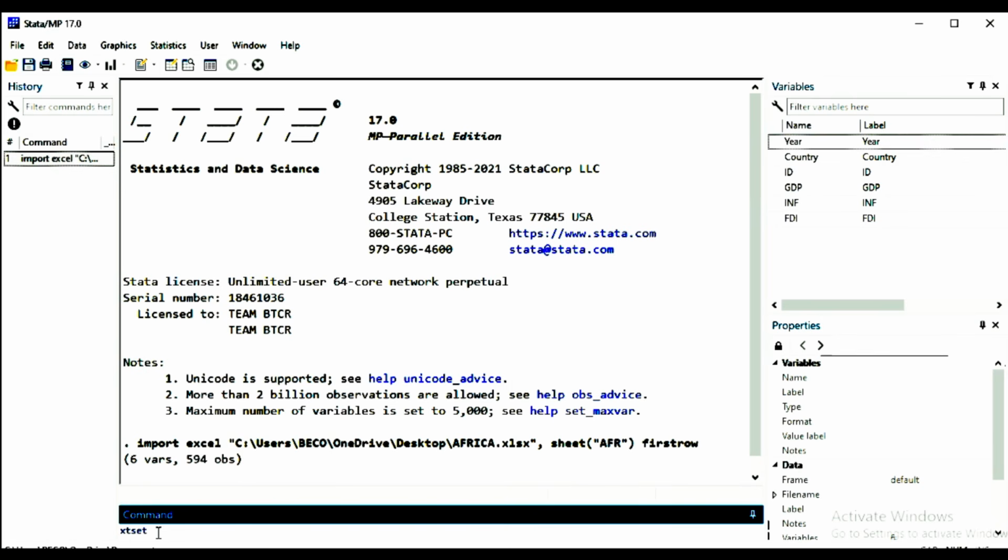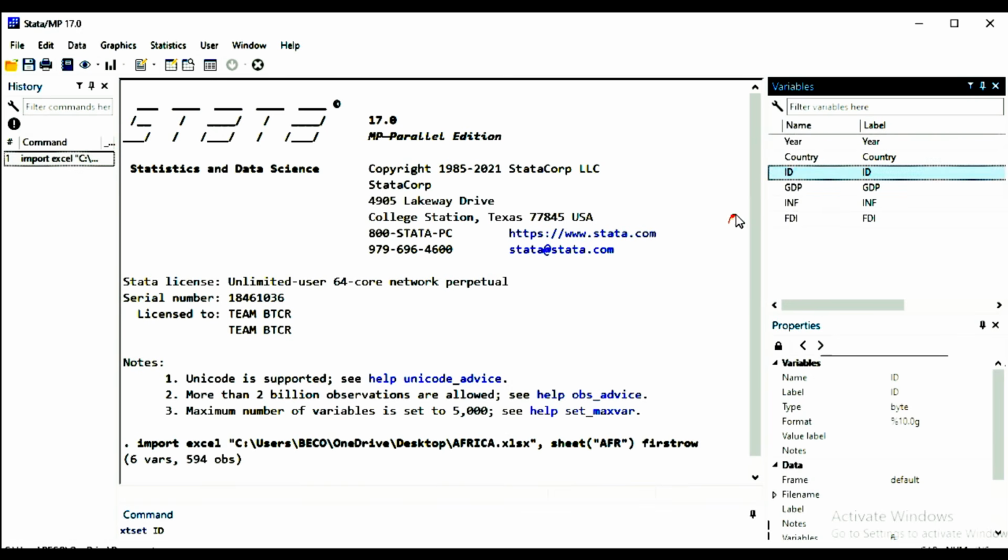So xtset. Then first just choose the panel identifier, that is ID. And then the time identifier, in my case that is year.